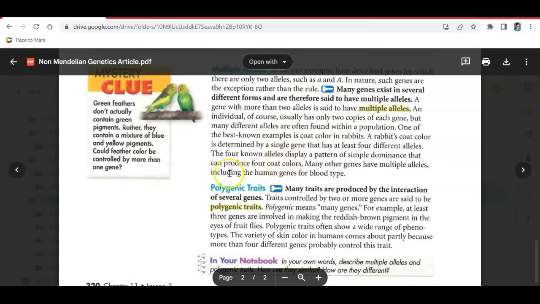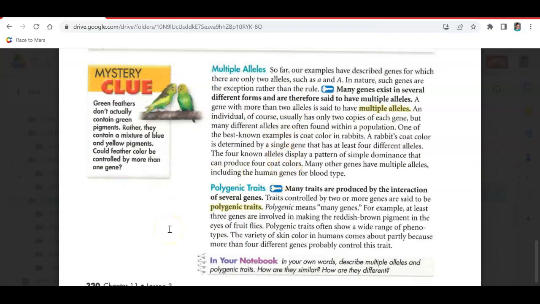Multiple alleles. So far, our examples have described genes for which there are only 2 alleles, such as little a and big A. In nature, such genes are the exception rather than the rule. Many genes exist in several different forms and are therefore said to have multiple alleles. A gene with more than 2 alleles is said to have multiple alleles.